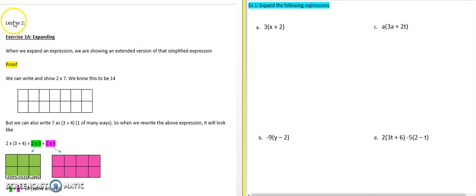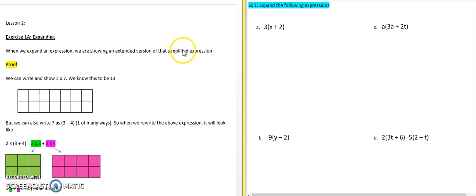This is lesson 2 of the algebra topic. This is looking at expanding algebraic expressions. Okay, so when we expand an expression, pretty much what we're doing is showing an extended version of a simplified expression. When I say simplified expression, all that means is any expression that has brackets involved.